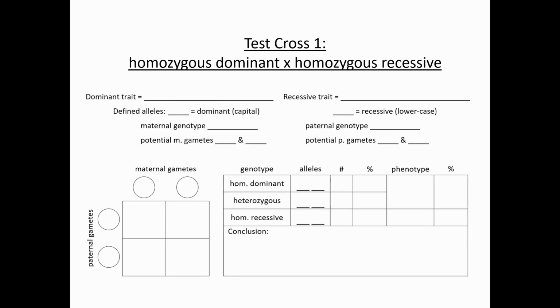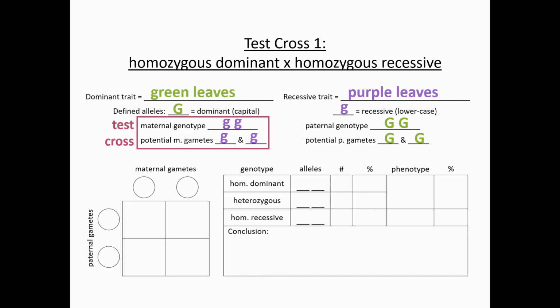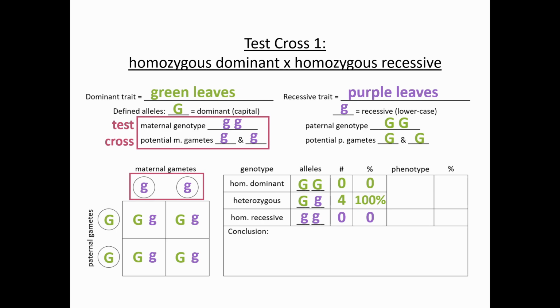So let's do one of those test crosses together. So we have the green leaves and purple leaves again, and we don't necessarily know what is going to happen with the father. So if the father happens to be homozygous dominant, we will see these results, where all of the offspring have green leaves as heterozygotes.